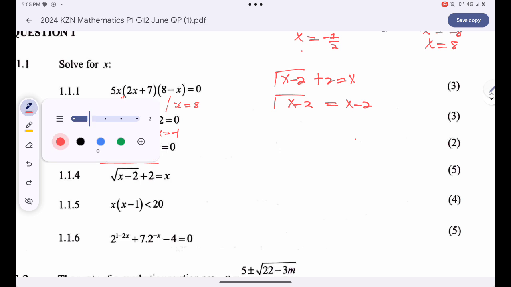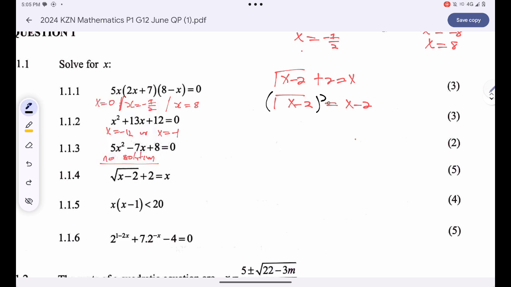Then for me to remove the surd, all I have to do is to just square both sides. And then on the left hand side, the square root will be cancelled. And then I can open two brackets on the right hand side. I'll end up having x squared minus 4x plus 4. And then I must make sure that my equation is in standard form. I'll simply have x squared minus 4x plus 4 equal to 0.